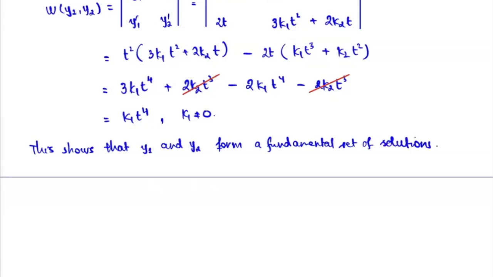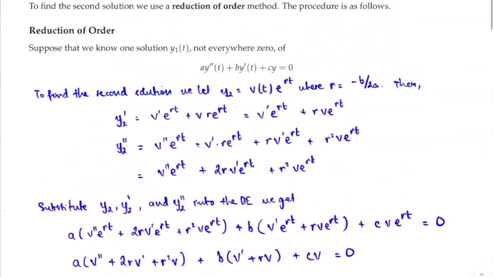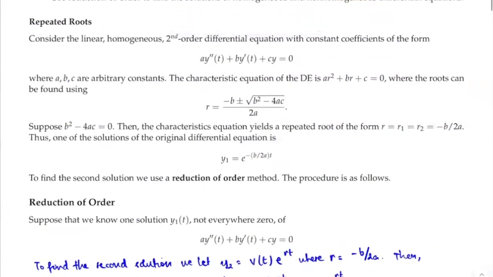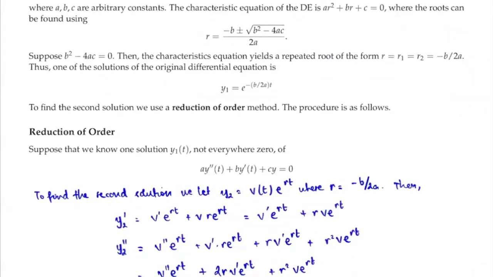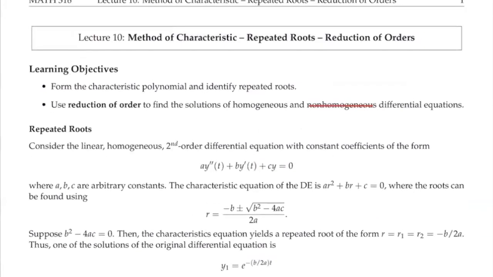Okay, so that's the procedure of reduction of order to get the second solution given the knowledge of the first solution. And this technique is useful to get the second solution, especially for the case of a linear homogeneous second order differential equation with constant coefficients or with non-constant coefficients. That is for the case of repeated root.